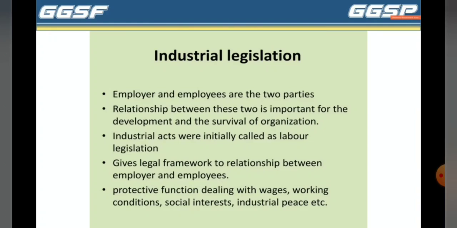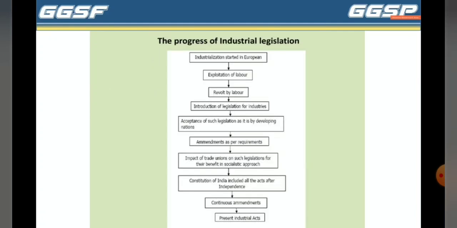Industrial legislation. Employer and employees are the two parties. The relationship between these two is important for the development and survival of the organization. Industrial acts were initially called labor legislation. They give a legal framework to the relationship between the employer and employees, with protective function, dealing with wages, working conditions, social interest, industrial peace, etc.